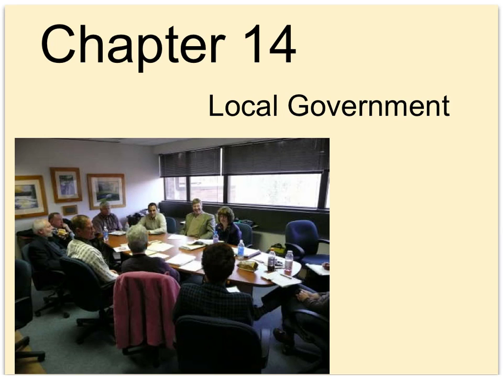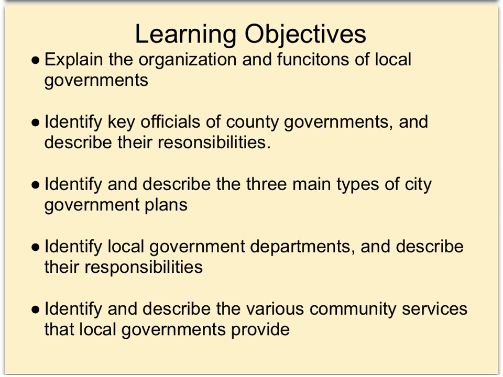Edgerton High School Alternative Program, Option 2, Civics, Chapter 14, Local Government. Learning objectives. The students will be able to explain the organization and functions of local governments, identify key officials of county governments and describe their responsibilities, identify and describe the three main types of city government plans, identify local government departments and describe their responsibilities, and identify and describe the various community services that local governments provide.